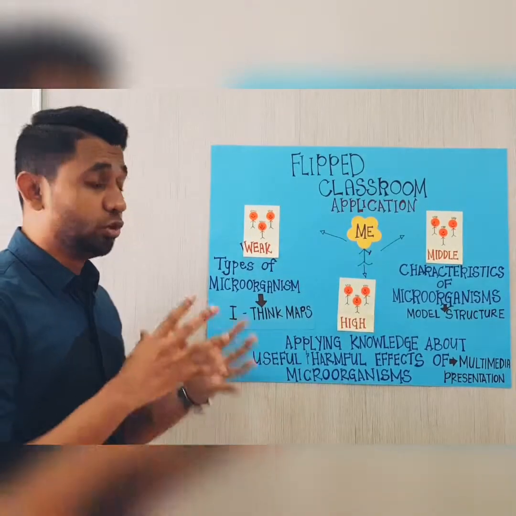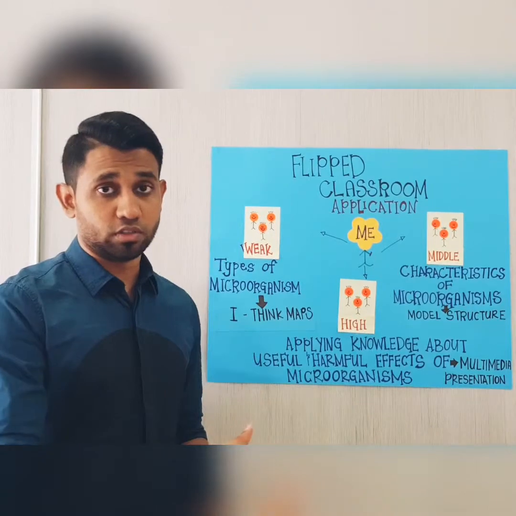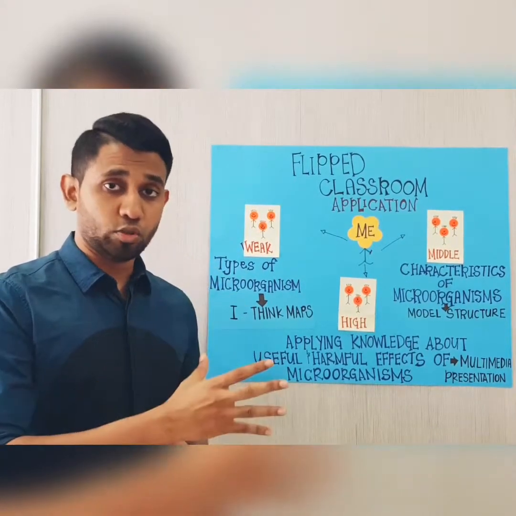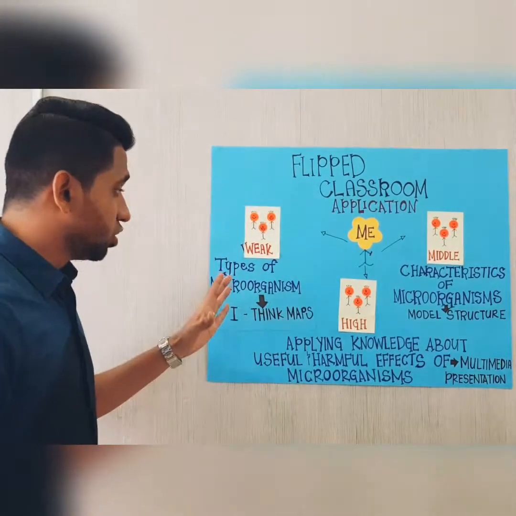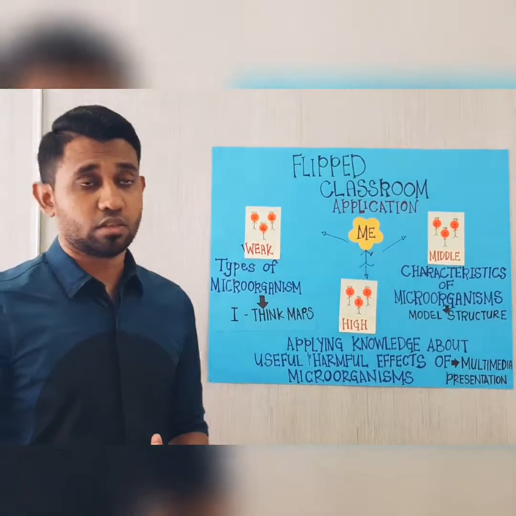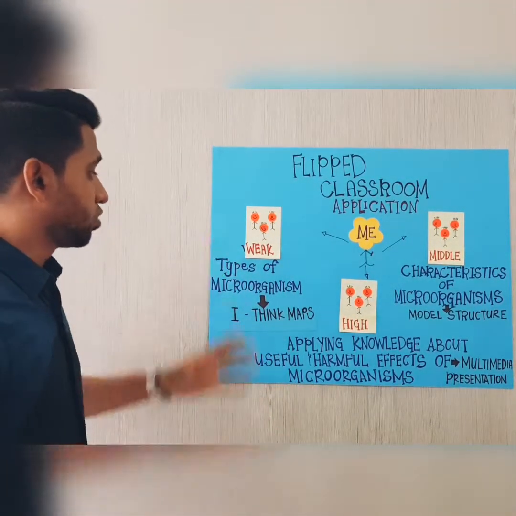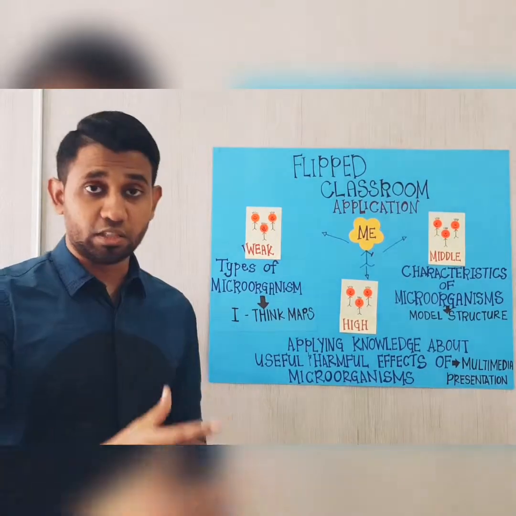Now, students are already grouped and seated according to their levels. And the task that has been assigned to them by me is according to their capabilities. Now, for an example, the weaker students are given an easier task. They'll be presenting on types of microorganisms in the form of writing maps.